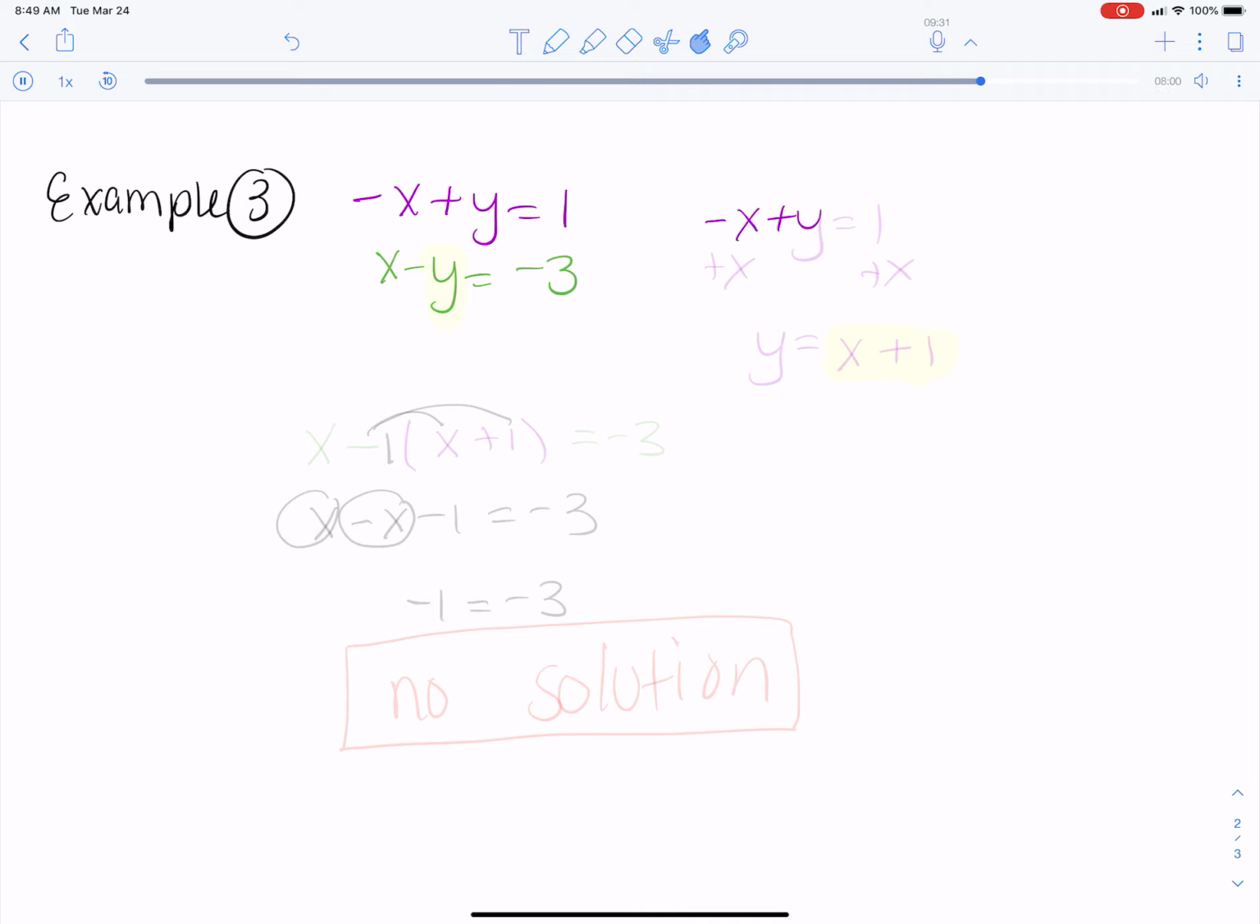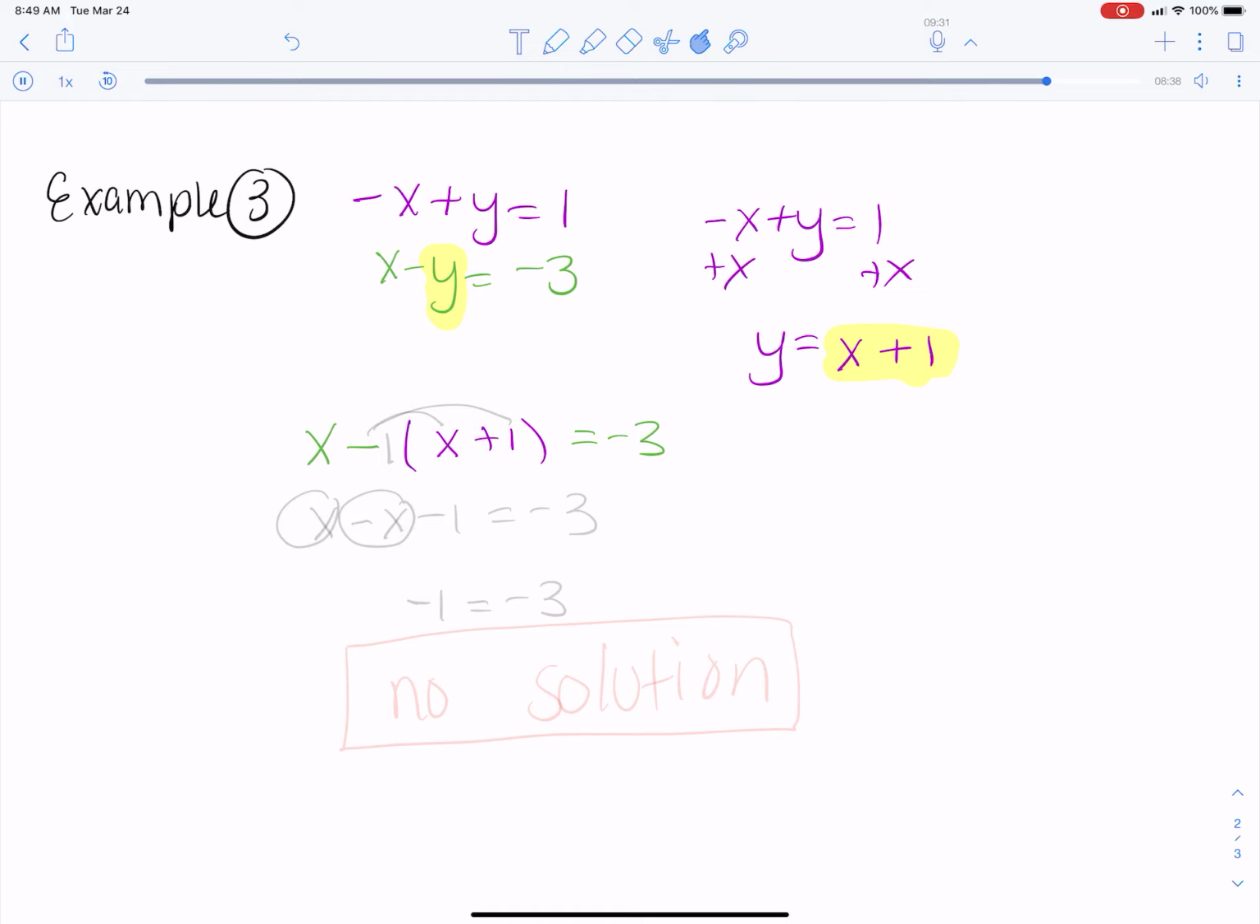So I have negative x plus y equals 1. I'm going to add x to both sides to get y by itself. Y equals x plus 1. So now we're going to take what y is equal to, which is x plus 1, and substitute it into y for our other equation. So we have x minus, parentheses, what y is equal to, which is x plus 1, equals negative 3. Alright, so now I want to solve for x.